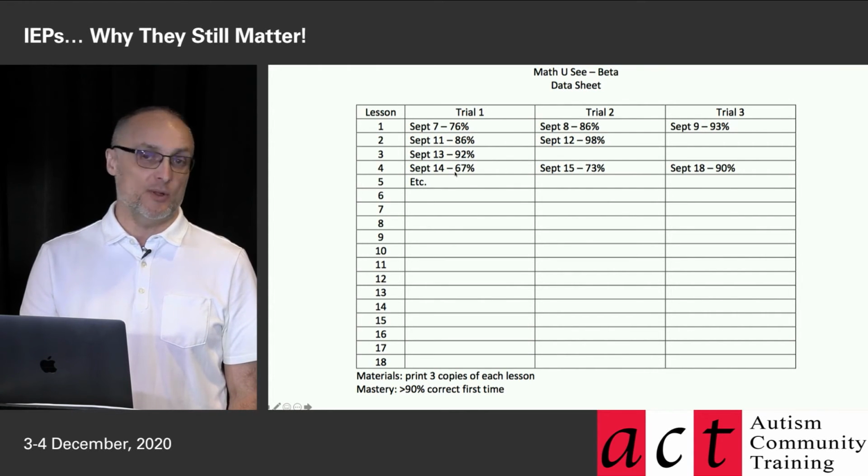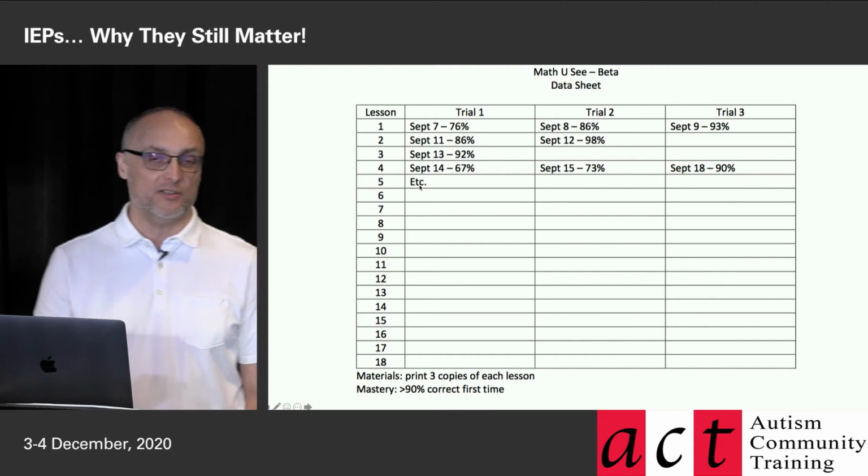Lesson 4, he started low at 67%. Whoops. We repeated it. He got 73%. Then he got up to 90%. Now we can move on to lesson 5.